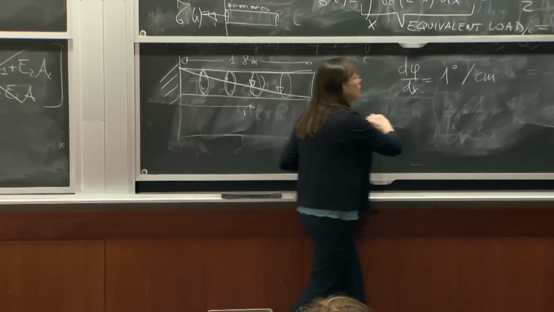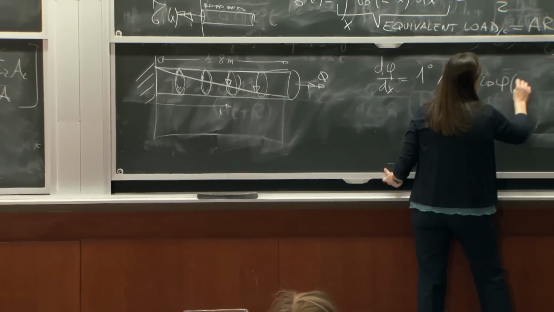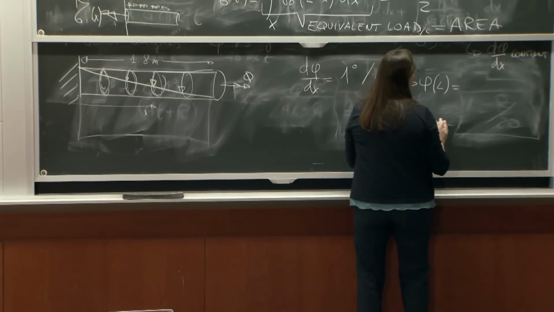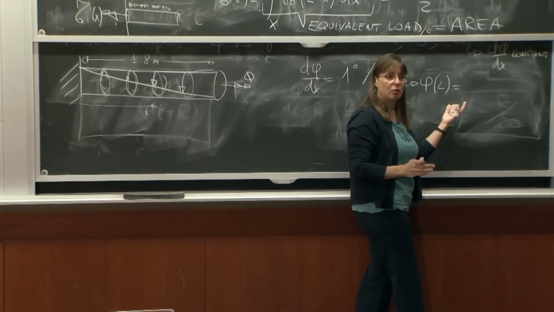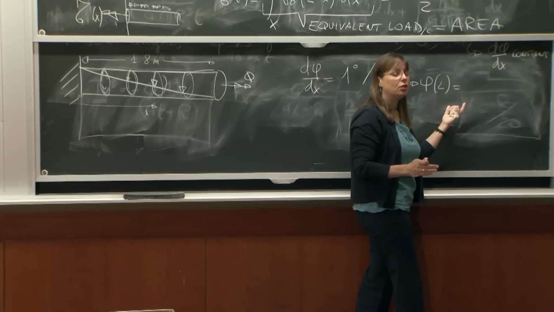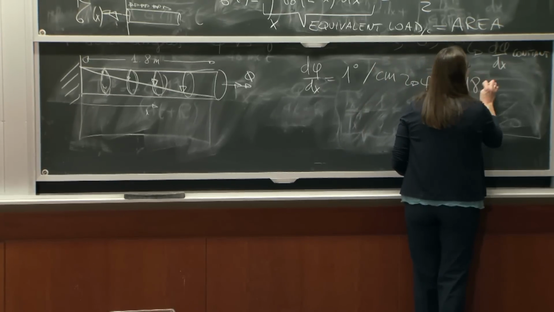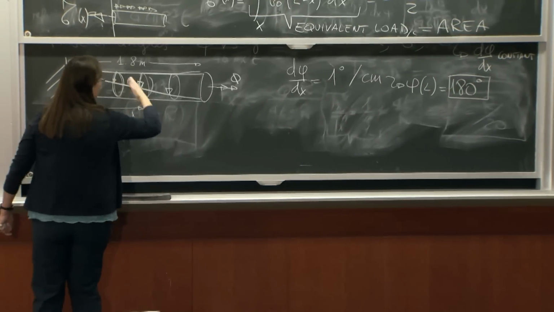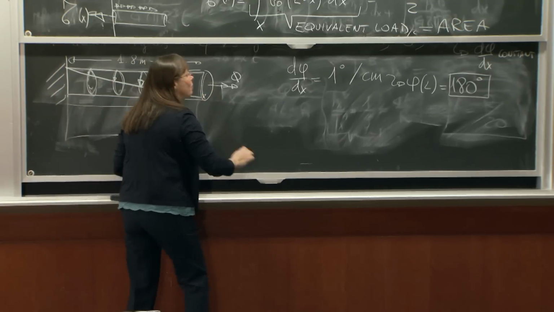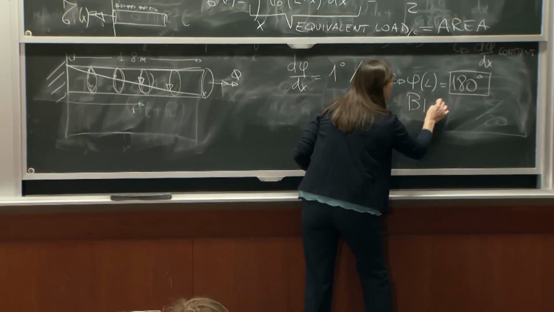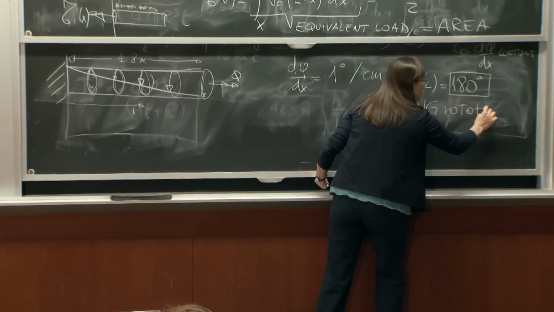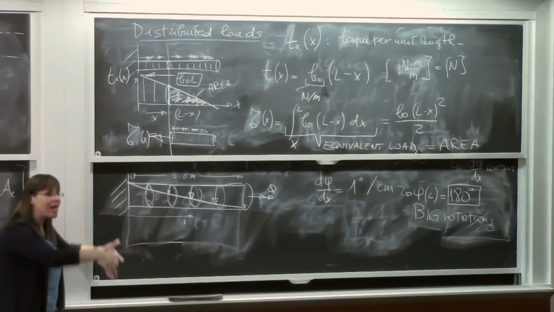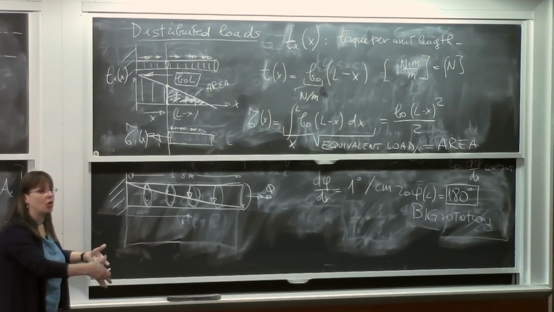At the end of the bar, phi of L is going to be 1 degree per centimeter times 180 centimeters. So what is going to be? Come on. Yes, 180 degrees. So my phi of L at the end of the shaft is a lot. Phi of L can be big. You can have big rotations because they build up as you walk along the shaft. Phi can be very big in 201. There is no limitation on how big phi can be.